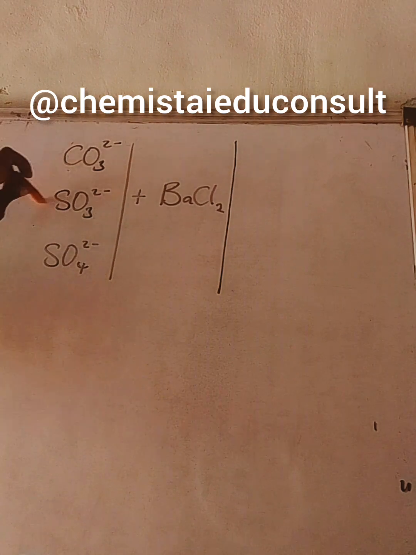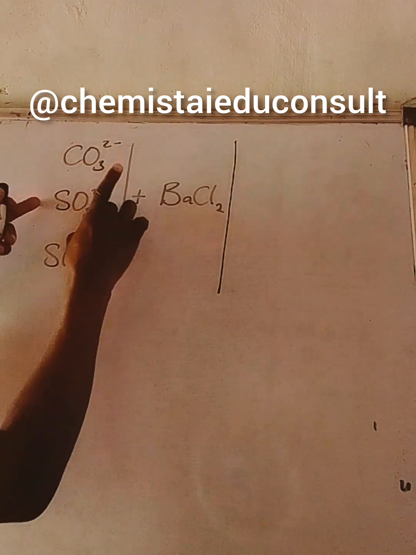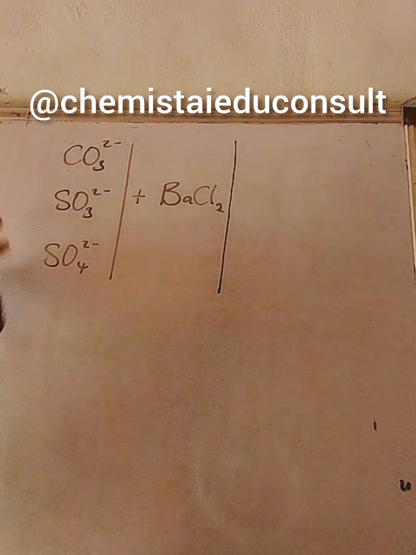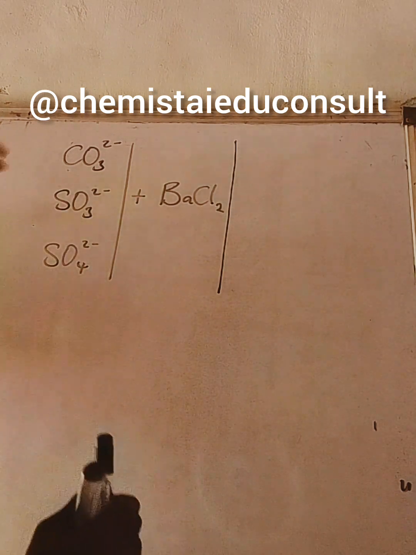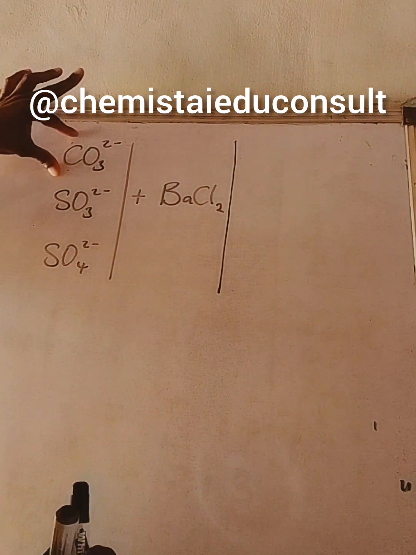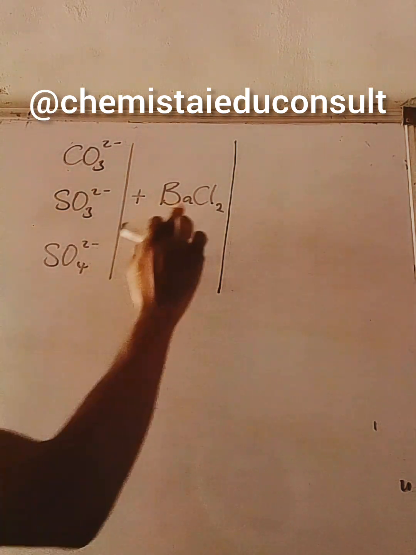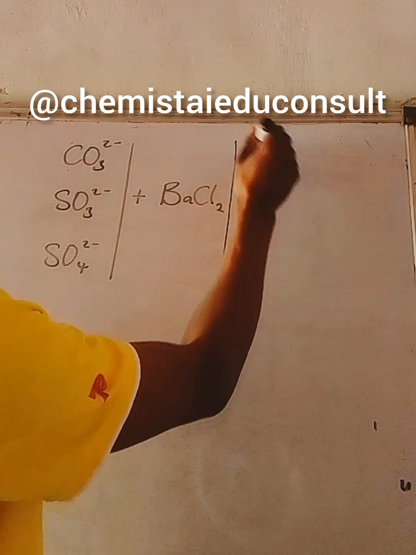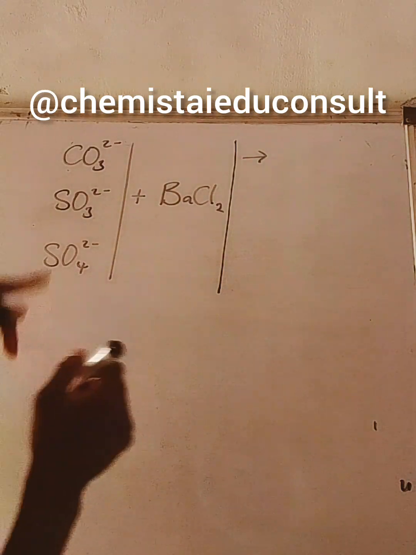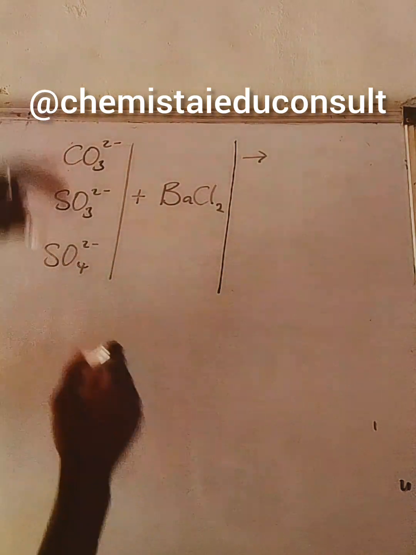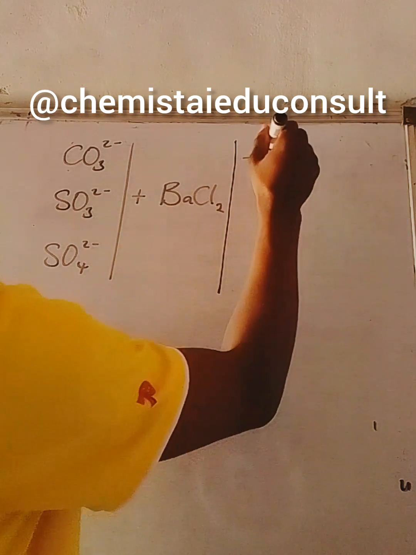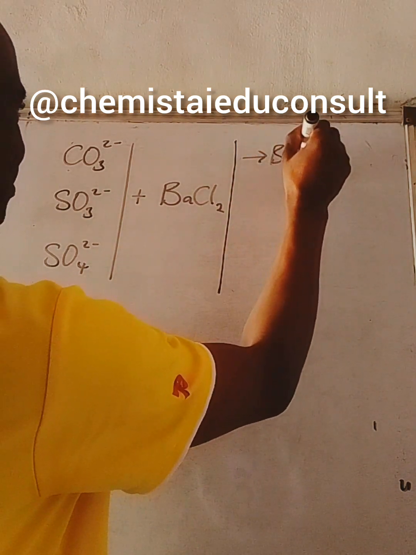Now, let's see what happens. These are present in the salt. Let's just suspect that the salt is a carbonate salt, or a sulfite salt, or a sulfate salt. So if you add barium chloride to a carbonate salt, what happens? Barium chloride reacts with a carbonate salt to form barium carbonate.